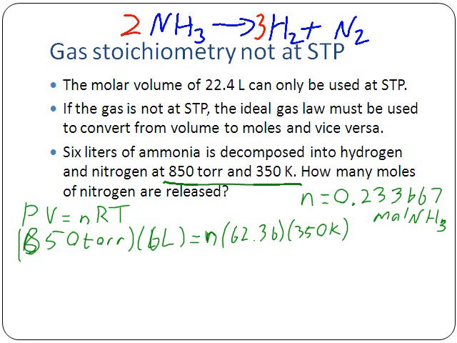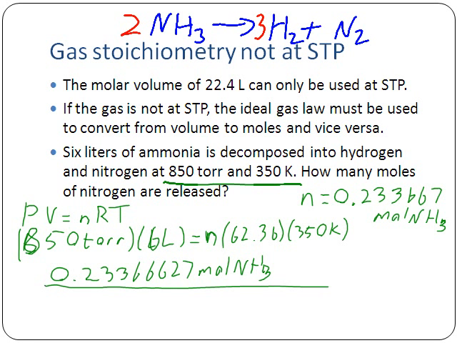Well, once we have moles of ammonia, we can now go ahead and set up our problem the same way that we did before for stoichiometry. We started with 0.23366627. I guess I probably didn't round that right earlier. But this is moles of ammonia, NH3. Set up my table the same way I did before. I want to go from moles of ammonia to what I want, which says how many moles of nitrogen are released. So we want to go to moles of nitrogen.